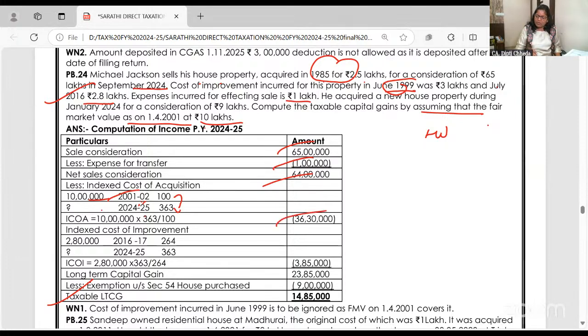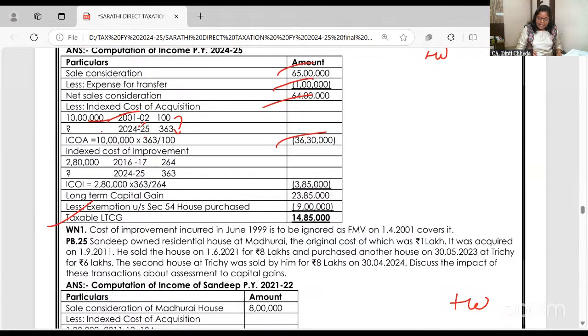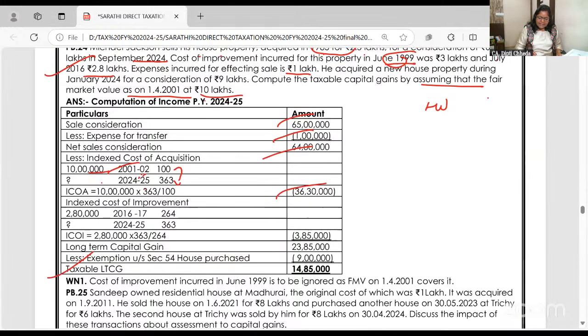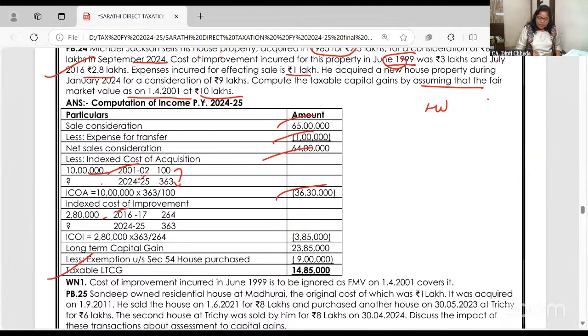How much you got the cost? One more improvement is done in July 16. That we can take directly. 2,80,000. And 24-25, so 264. Have a look once. July 16 means which index you will take? 16-17. 264 has become 363. So this you got.